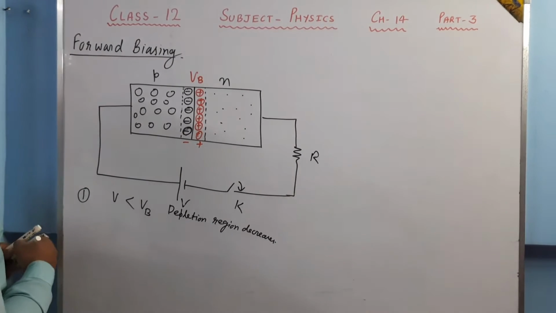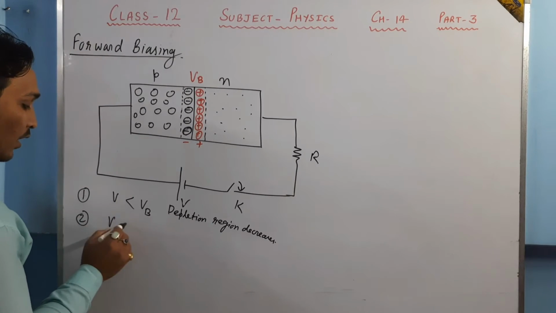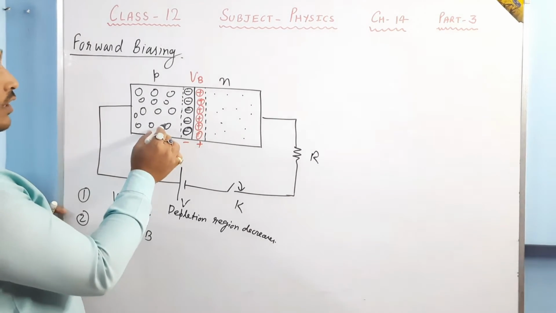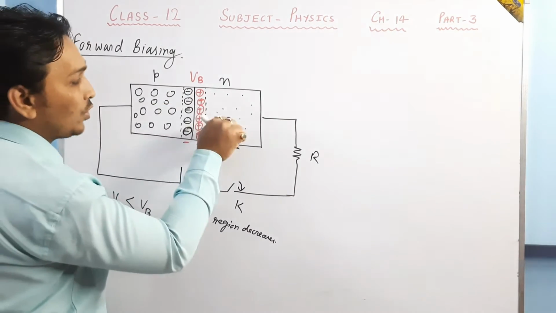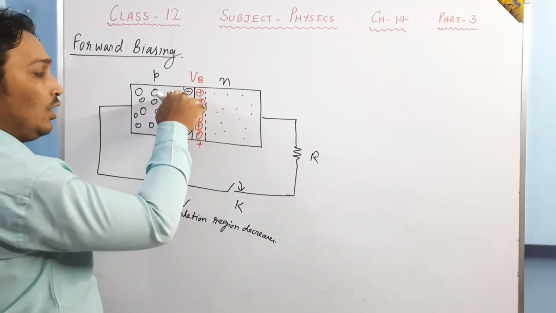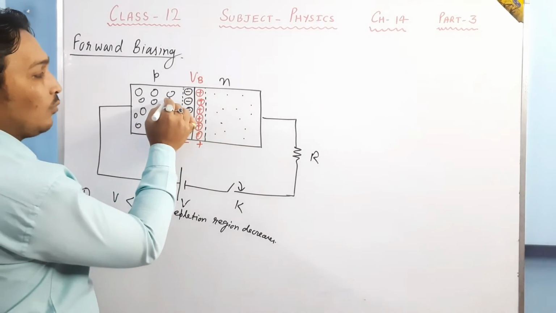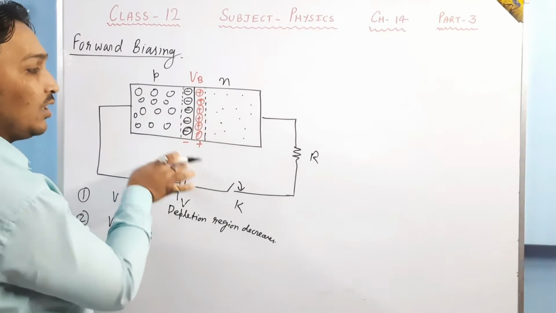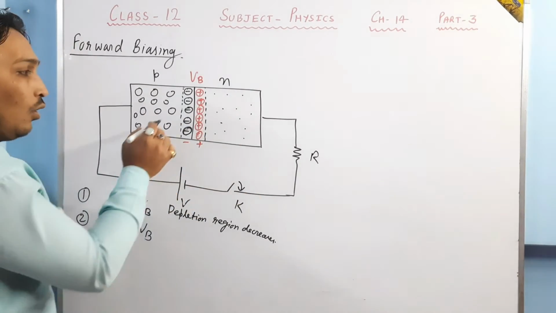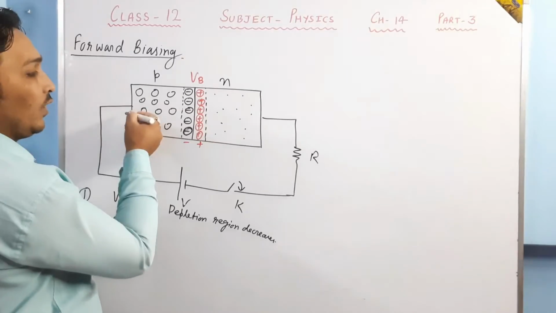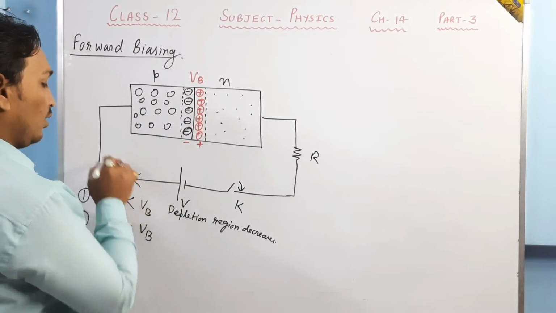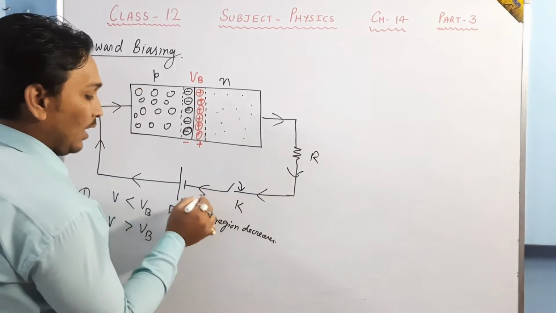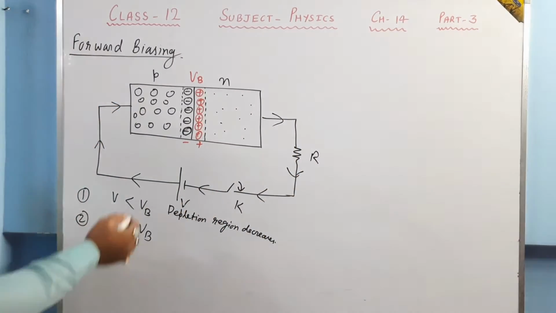And the second case is where V is greater than VB. In this, what is happening? Now holes have greater potential to be pushed and cross this depletion region. Holes are moving to this side, electrons are moving to this side, and now this p-n junction actually starts conducting. From here the current starts flowing, and from here the current comes over here and meets with the cell. So this is how the circuit works.